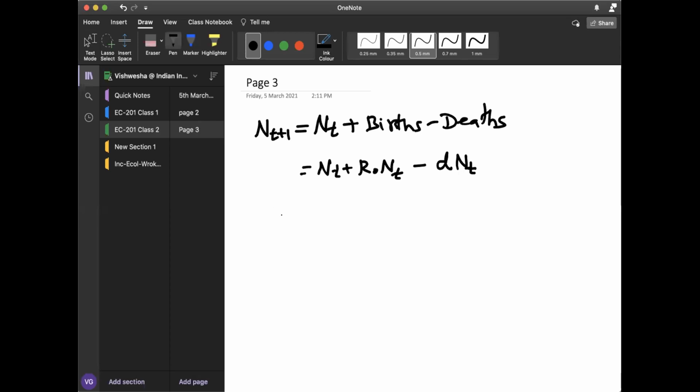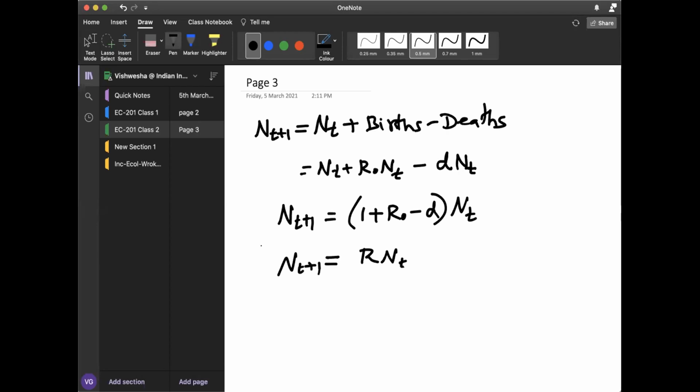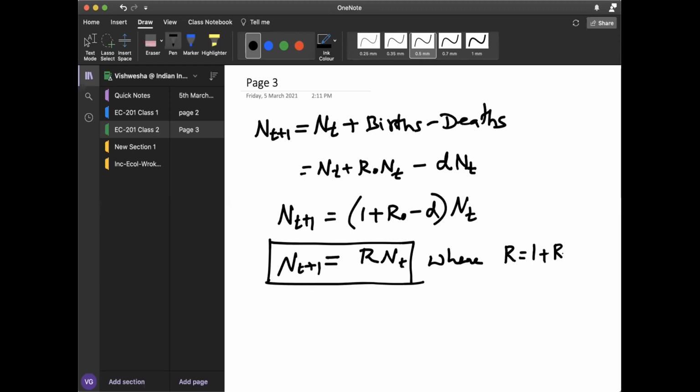Okay, so now I can simplify this equation and write this as nt plus 1 is equal to, I can take nt as a common factor and write 1 plus R0 minus d, times nt. Okay, and then I can simplify this further and say R times nt, where R is equal to 1 plus R0 minus d. So I have chosen not the best notation possible, maybe we should have called it b, the number of offspring, instead of R0, but anyway I'll stick to this. You should feel free to change it in your notes.